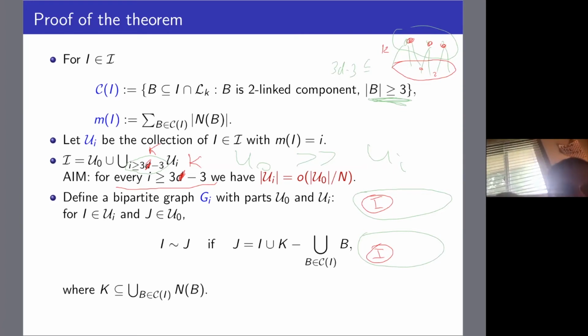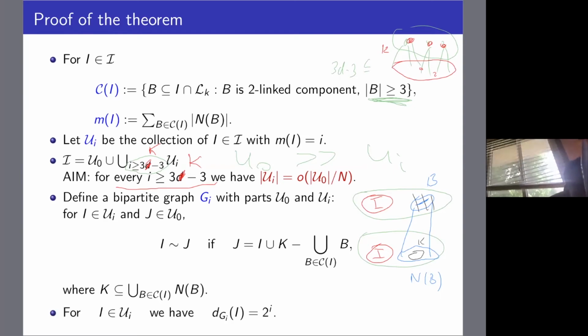Okay, so I have I, and I put an edge between I and J if, let's say, I have this two-linked component B of size at least 3, and my operation is that I remove B, and instead of B, I put an arbitrary subset K of its neighborhood. So between I and J, I have this operation that I can remove the large two-linked components and add some arbitrary subset from their neighborhood.